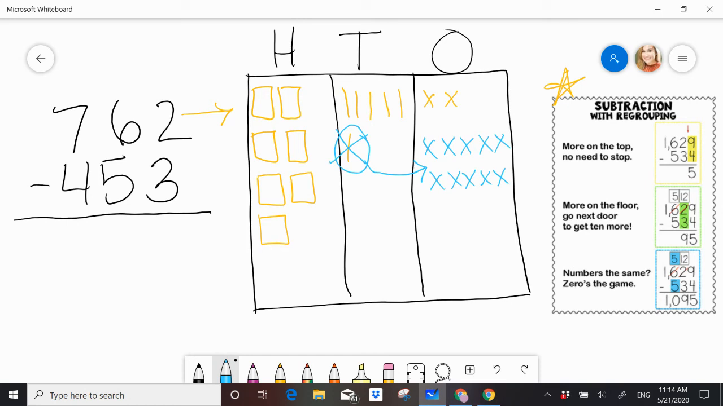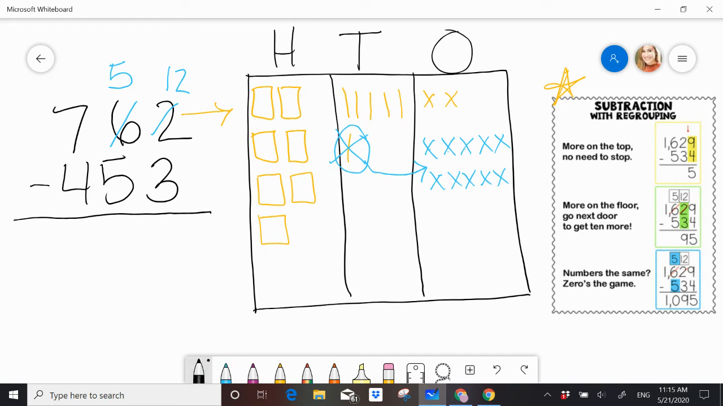Let's count. 1, 2, 3, 4, 5, 6, 7, 8, 9, 10, 11, 12. I have 12 cubes. Not 2 anymore. And I borrowed a group of 10. So I don't have 6 tens anymore. I have 1, 2, 3, 4, 5. Nice. Now I can do some work.